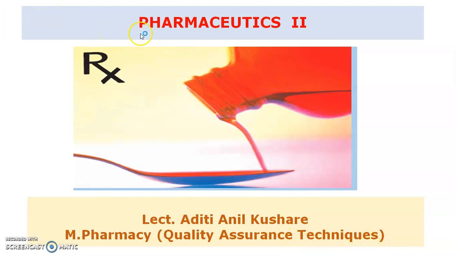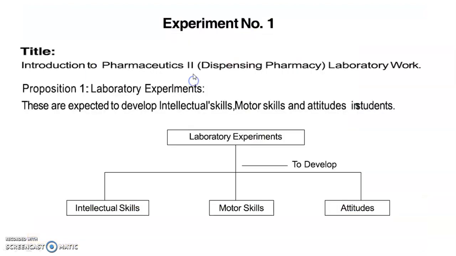Today we are going to discuss experiment 1 from Pharmaceutics 2. The title of this experiment is Introduction to Pharmaceutics 2, that is, dispensing pharmacy laboratory work. Proposition 1, laboratory experiments. These experiments are done to develop the intellectual skills, motor skills and attitudes in the students.